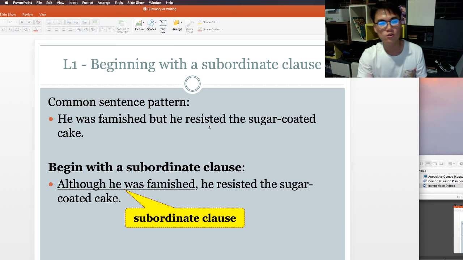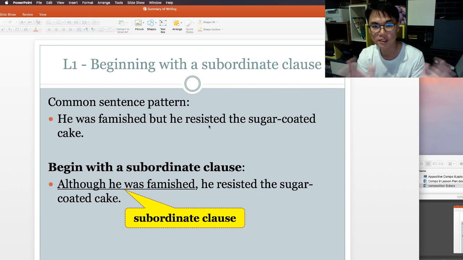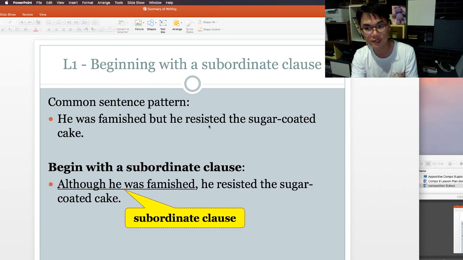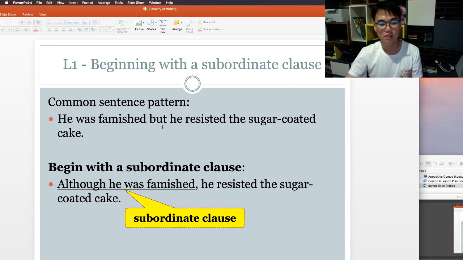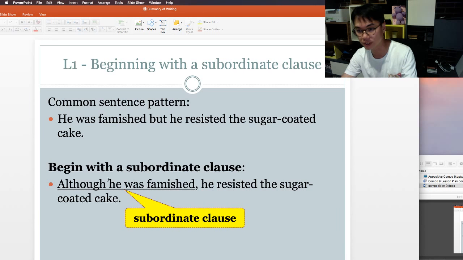Okay, right. So we are talking about beginning with a subordinate clause. That was the very first writing strategy. If you remember, we used connectors like although. So although he was famished, he resisted the sugar-coated cake. Though he was hungry, he stopped himself from eating that sugary donut. So we used connectors like although, even though, however. So however famished he was, he refused to eat the sugary donut.